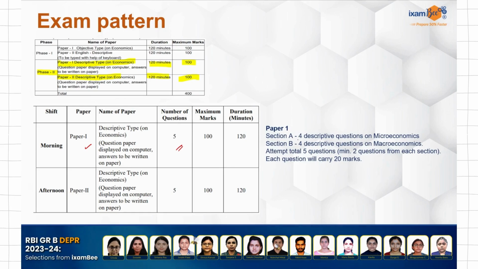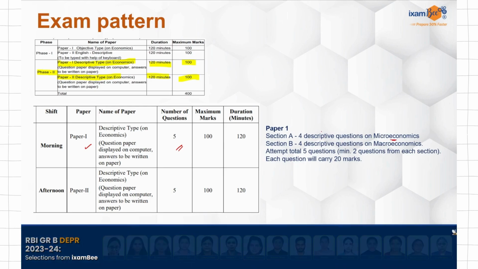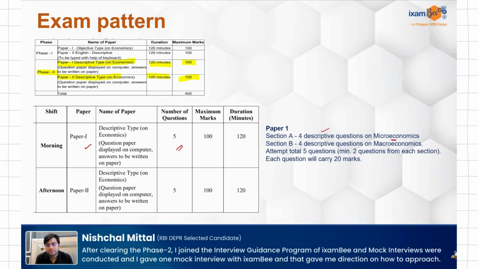So in paper 1, there will be 2 sections. Section A, based on microeconomic questions, there will be 4 questions given to you. And in section B, it will be macroeconomic questions. Again, 4 questions given to you. You have to attempt 5 in total with at least 2 from each of the section A and B.